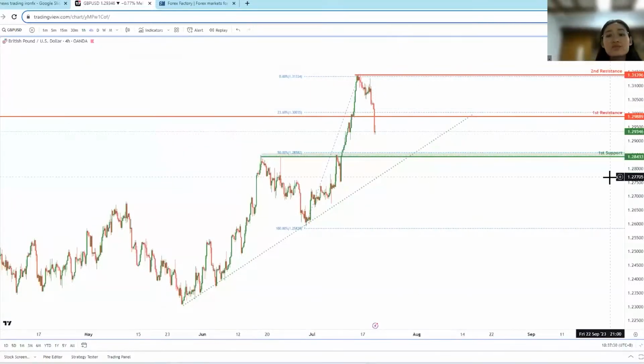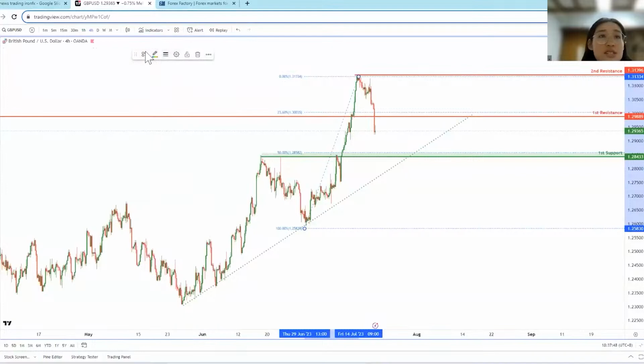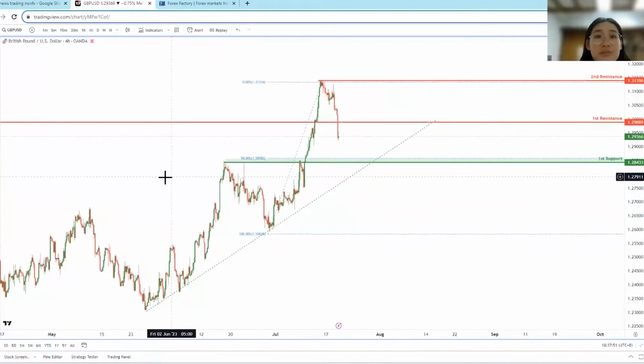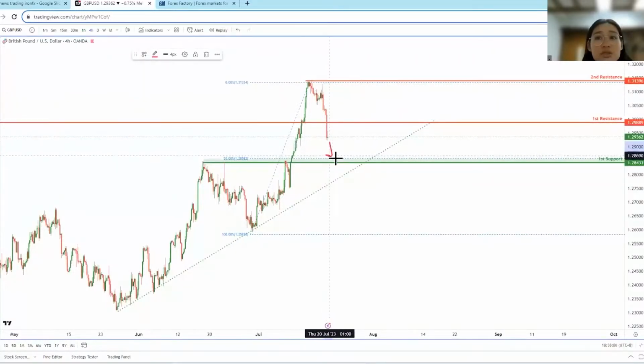I'm just going to highlight this first support because price has tested this level multiple times in the past, and it also lines up with a 50%. Since price has broken this 23.6, I'm just now realizing this is no longer valid. So we're going to keep the 50%. We can expect price to continue to drop down from here all the way downwards to our first support, and expect it to land maybe somewhere over here.